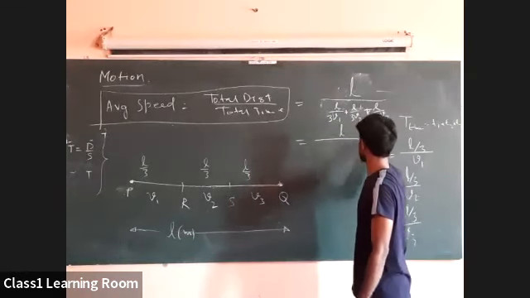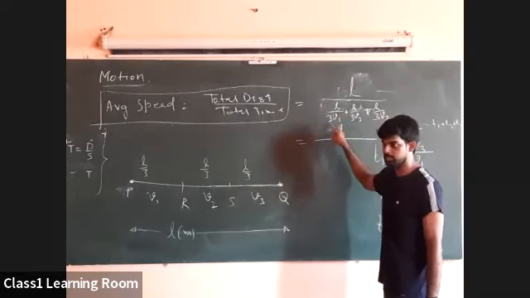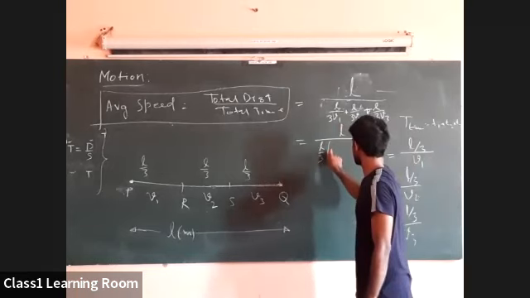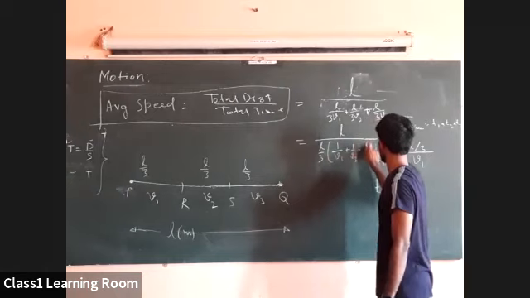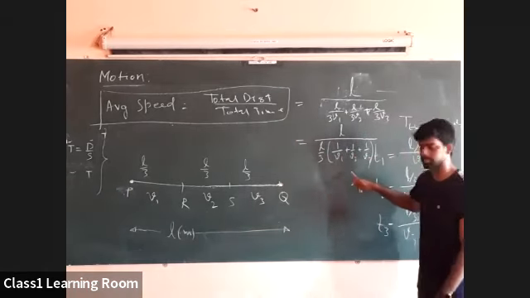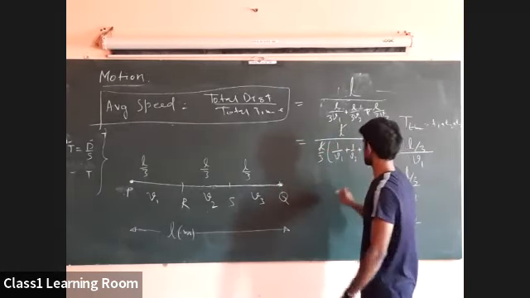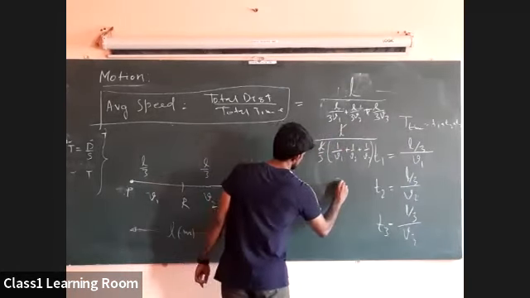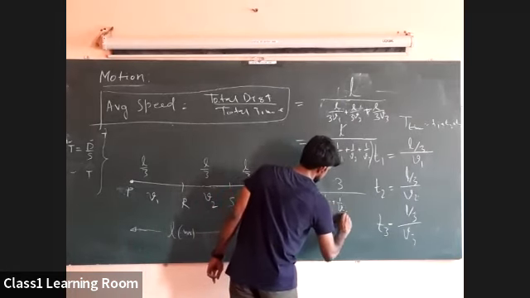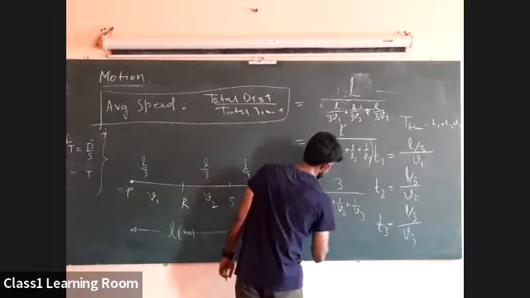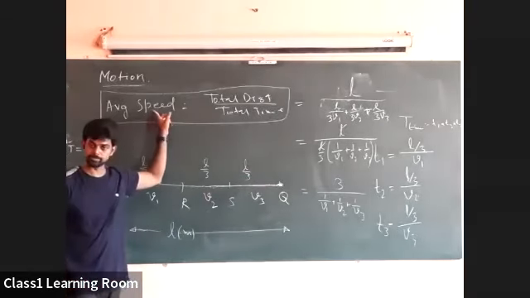L is in the numerator, and in the denominator we have 3 common. L by 3 is common, right? So I can take L by 3 outside, and I can write 1 by V1 plus 1 by V2 plus 1 by V3. So I can cancel these two, and 3 will go up. So average velocity will become 3 divided by 1 by V1 plus 1 by V2 plus 1 by V3. So this is your average speed.